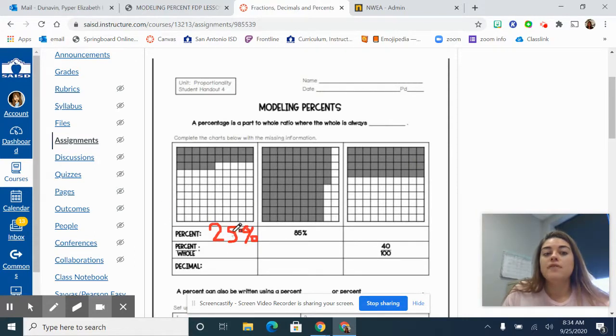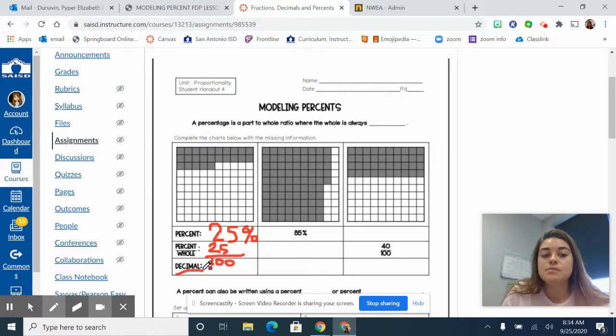Now, it was 25% out of how many? What is our whole? Our whole amount was 100. So this is 25 out of 100. And it's always out of 100. When we're talking about percents, we're always talking about 100% of whatever we're talking about. It's 100% of it, the whole amount.